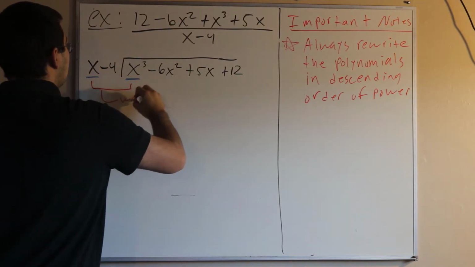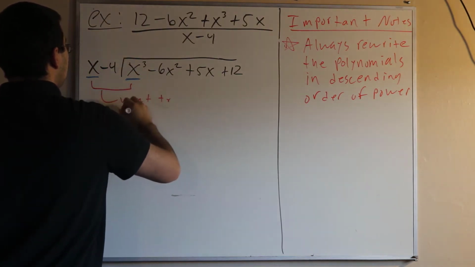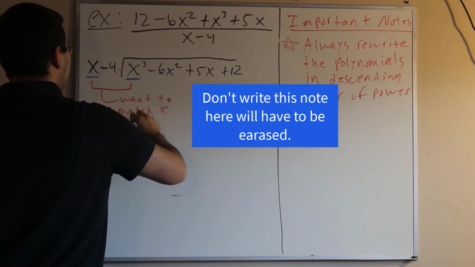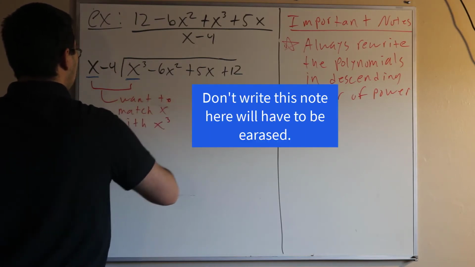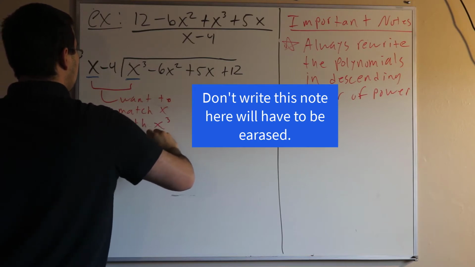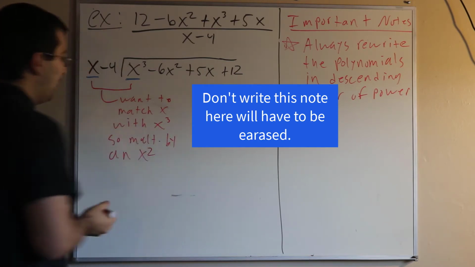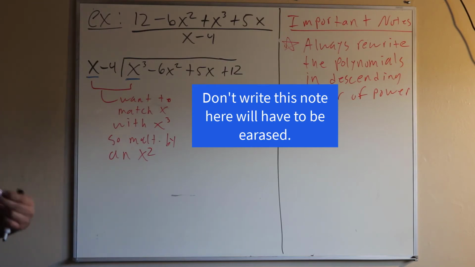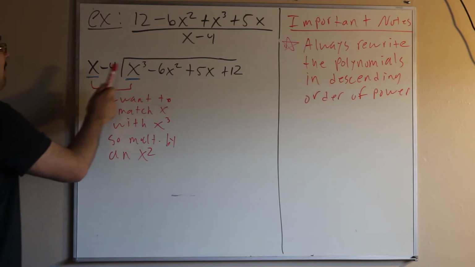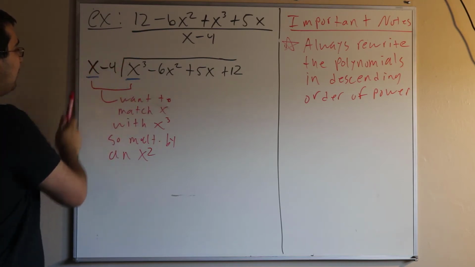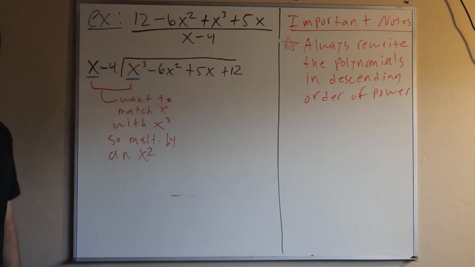So I want to match x with x cubed, so multiply by an x squared. That's how the process is generally going to go. You always want to be continually matching the highest degree, or the variable with the highest degree in your divisor, with the variable with the highest degree in the dividend.